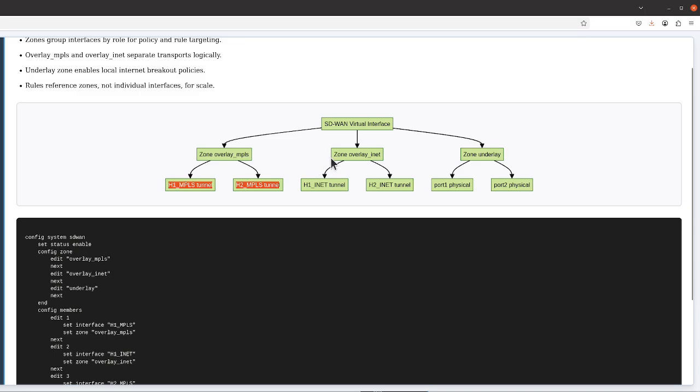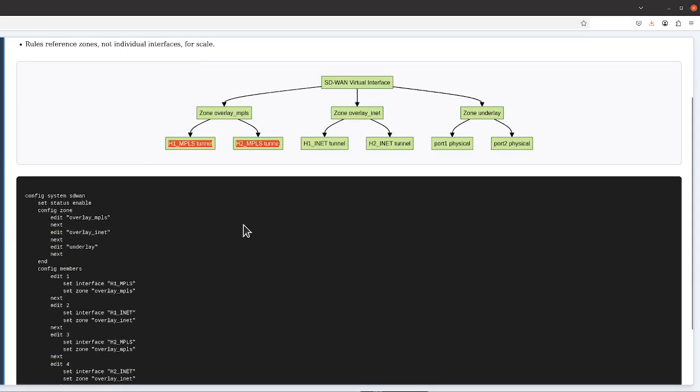The overlay_MPLS zone contains H1_MPLS, which is the tunnel to hub 1 over MPLS, and H2_MPLS, which is the tunnel to hub 2 over MPLS. Both of these share the characteristic of using the private MPLS network as their underlay.